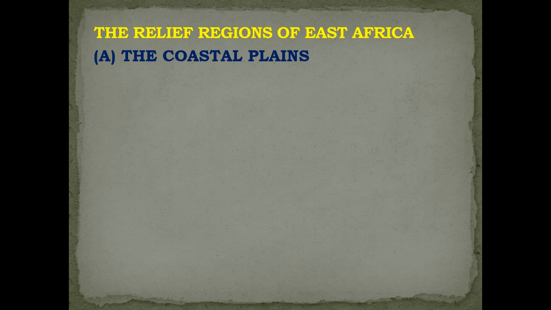And by the physical geography of East Africa, we start by looking at the landscape of East Africa, the geographical composition of East Africa, and that is what we call the relief of East Africa. So let us introduce ourselves to the relief regions of East Africa. Relief simply means the way the land appears, or the general appearance of the landscape. Therefore, we're going to explore and see how the landscape of East Africa looks.